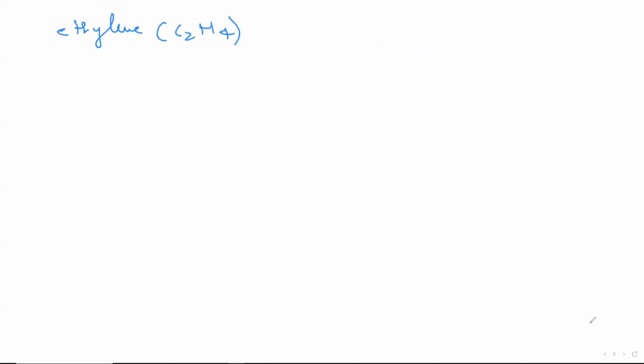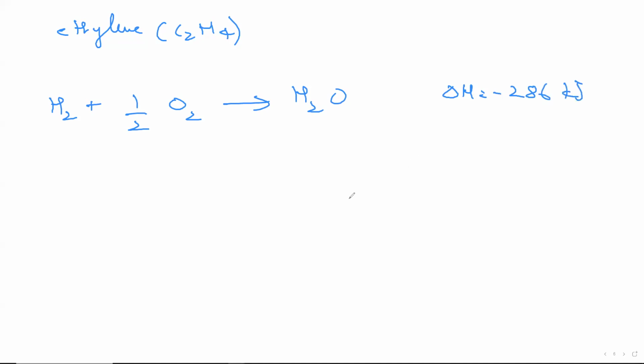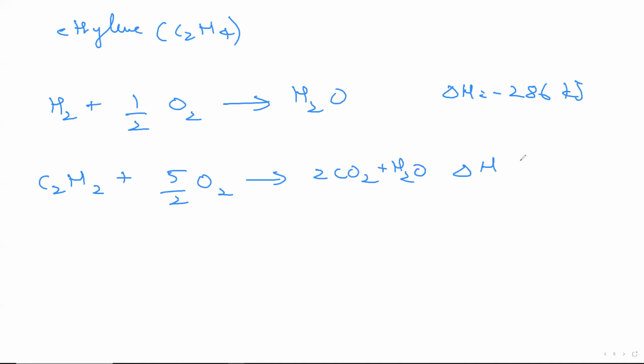I go back to the question. The question has given me three equations. First one goes like this: H2 plus half O2, don't change the order also, gives me H2O. Delta H is equal to minus 286 kilojoule. Careful. Next they gave me C2H2 plus 5 by 2 O2 gives me 2 CO2 plus water. I keep forgetting this water thing. Delta H is equal to minus 1297 kilojoule.